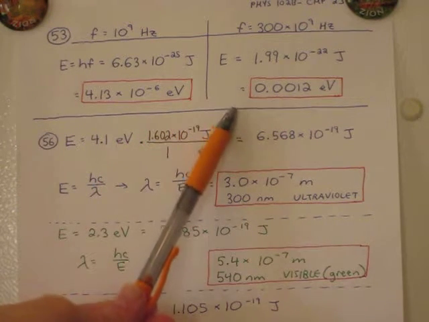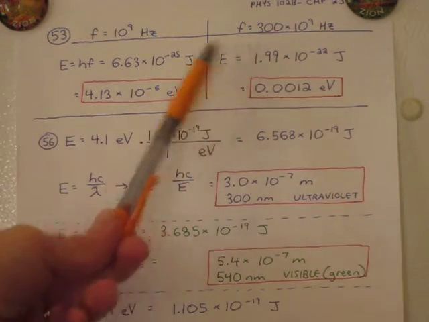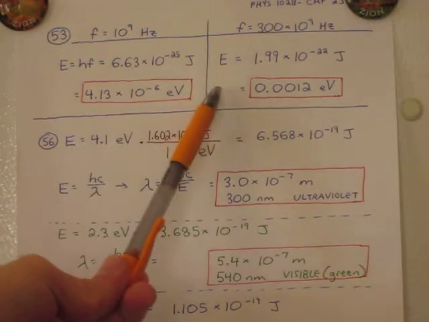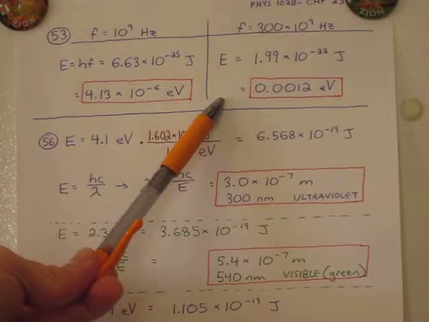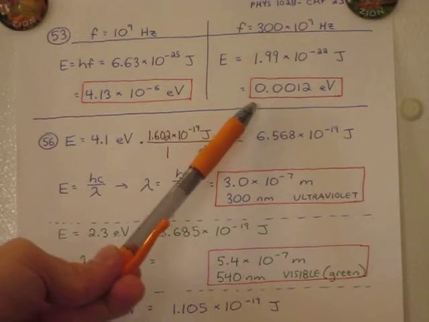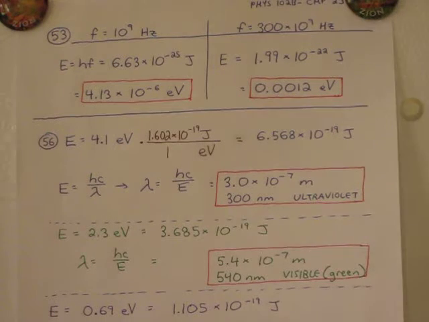For the higher frequency, it's 300 times the original from part A. We get an energy of 1.99 times 10 to the negative 22 joules, which comes out to be 0.0012 electron volts.